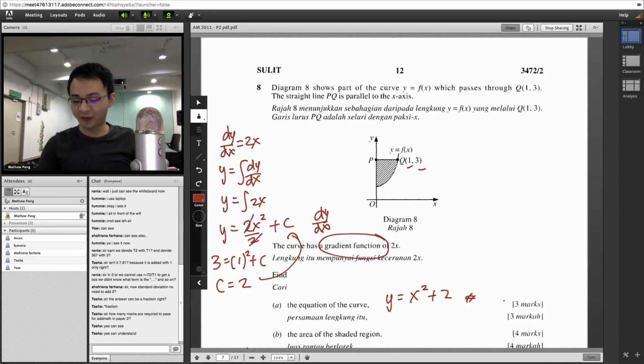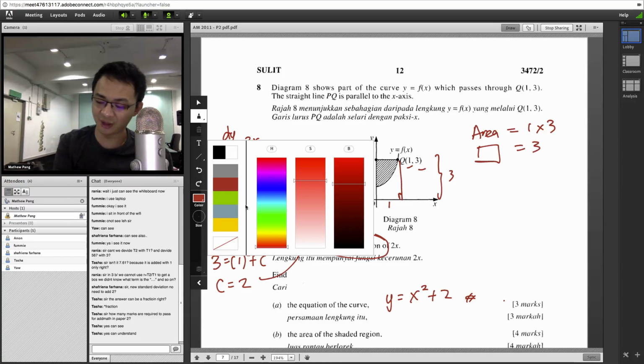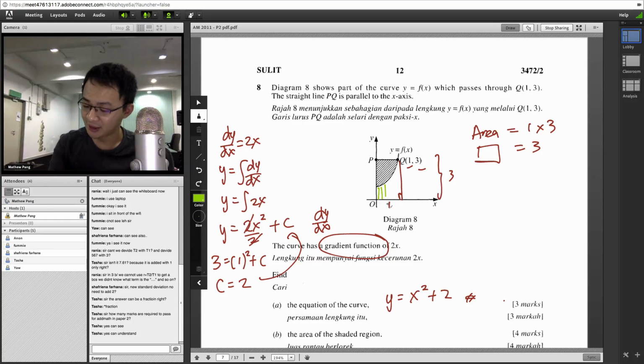Then you have to find the area of the shaded region. If I draw a straight line coming down, it's 90 degrees here. The area of the rectangle is just 1 multiplied by 3, isn't it? Here is 3, here is 1. So the area of the rectangle is just 3. To find the shaded area, I will use the rectangle minus the area under the curve. To find the area under the curve, we know the value here is 1, isn't it?